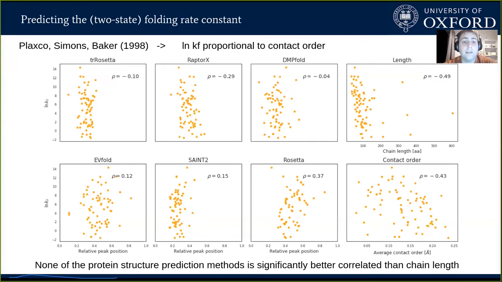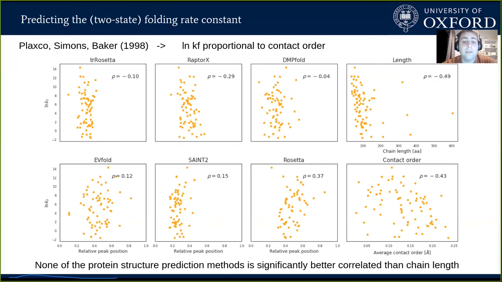So the length is clearly the best correlated metric. Sorry, the contact order is very highly correlated. It has a very clear correlation. But if you look at the length of the protein chain, it's actually slightly better than the average contact order.